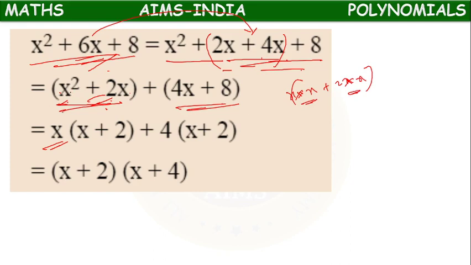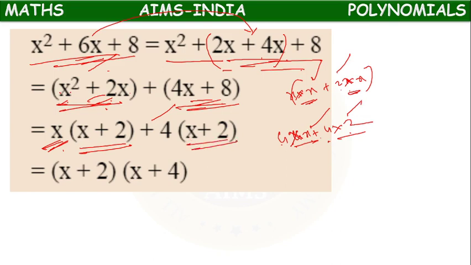X is common. If we take x as common, in the first term x will remain, in the second term 2 will remain. So x plus 2 will be remaining. In the next, 4x plus 8 means 4 into x plus 4 into 2. What is common? 4 is common. Here x is remaining, here 2 is remaining, x plus 2.